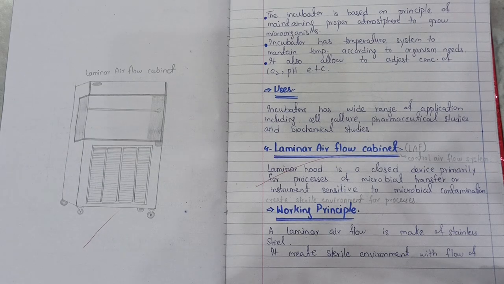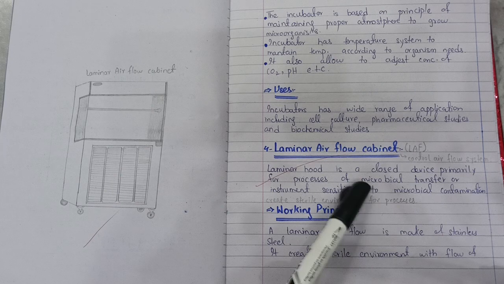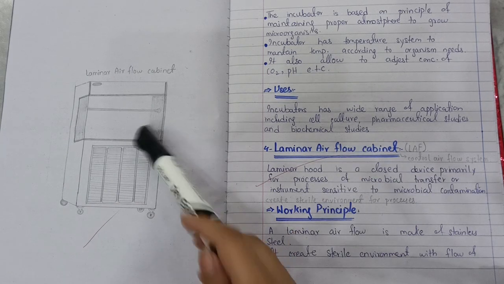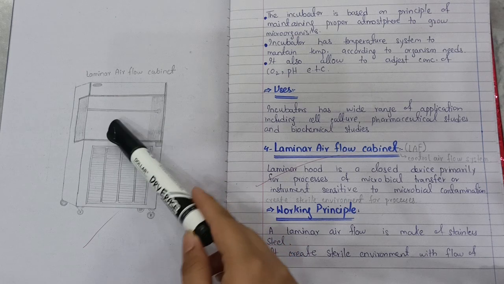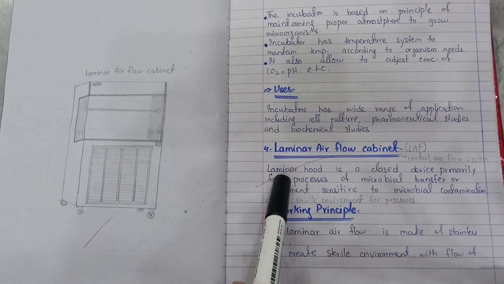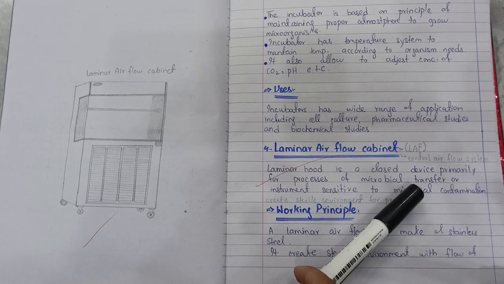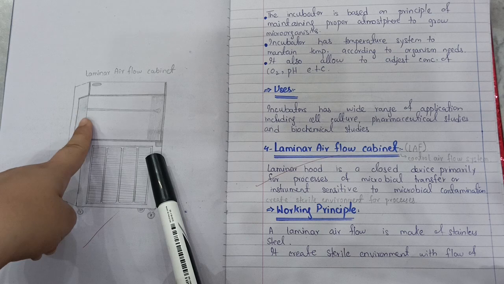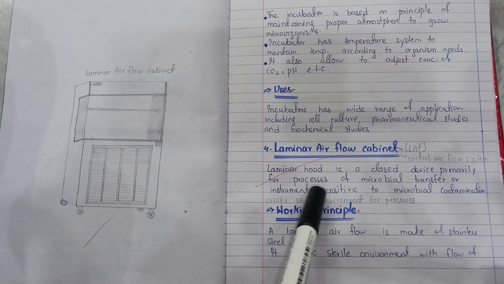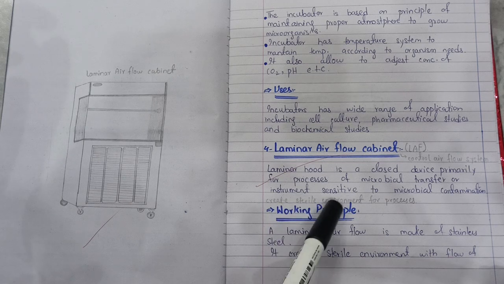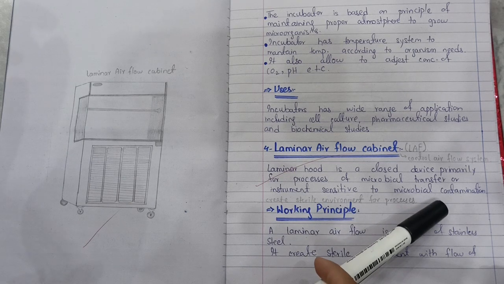Let's discuss its function. Laminar airflow controls the airflow system. Air is flown in it, and it controls the air inside this cabinet. Laminar hood is a closed device. Okay, so this is a completely closed device, and at the front there is glass. It is a closed device primarily for the processes of microbial transfer or for instruments sensitive to microbial contamination.